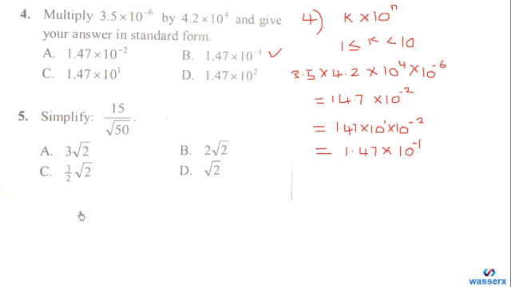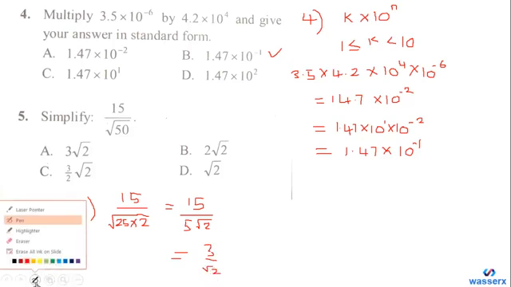Now we have question 5. We are simplifying 15 over root 50. We know 50 is the same as 25 times 2, so 25 is the perfect square there. So this will give us 15 over the square root of 25, which is 5, times the square root of 2, which is root 2. Now this will cancel out to get 3 over root 2.